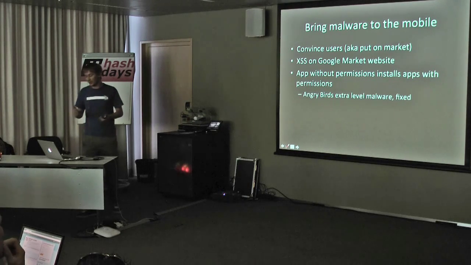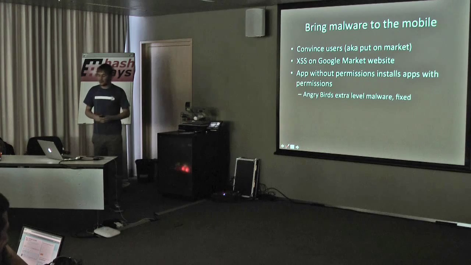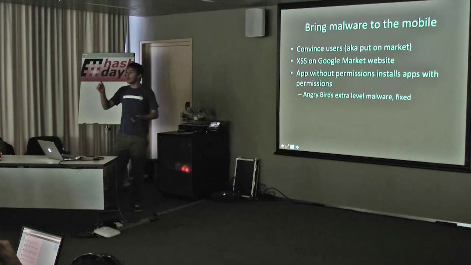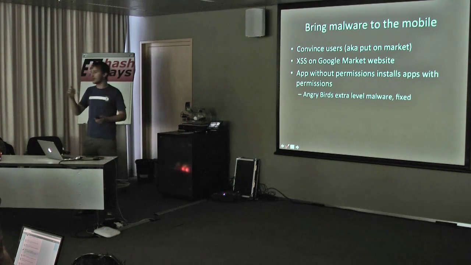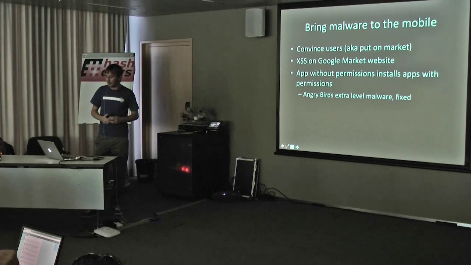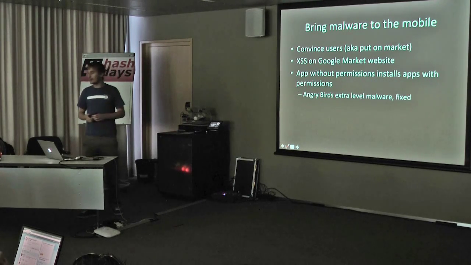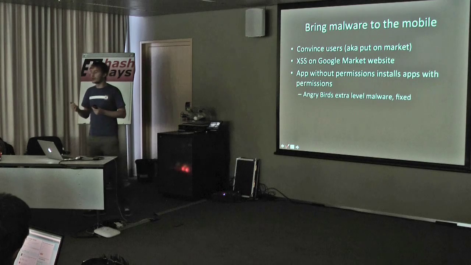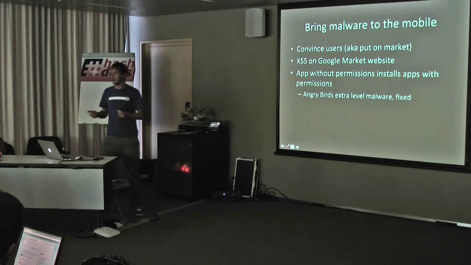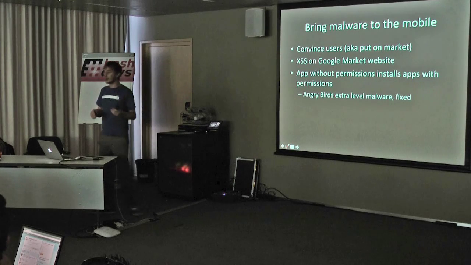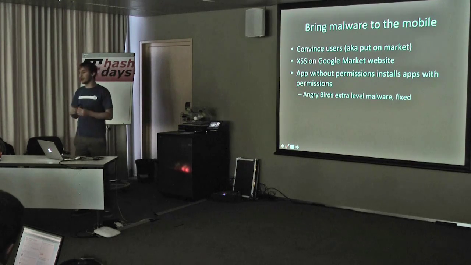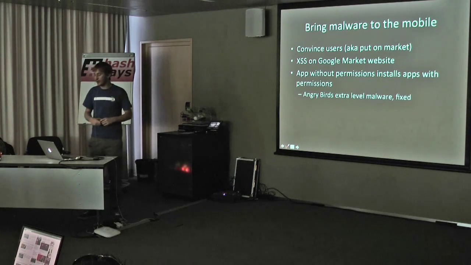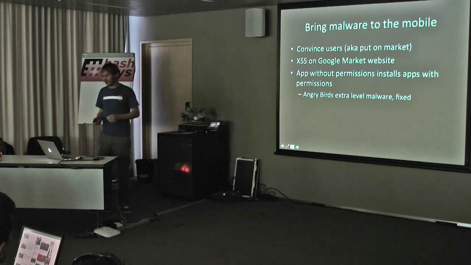Another thing malware does is this: if a user installs an app, he has to say, okay, this app can access my SD card and my geolocation and everything. But there are some exploits where, if you already have an app on the mobile, this app can exploit a vulnerability to install another app. So basically, there is an app which has no permissions at all, and it will exploit something to install another app which has all the permissions. One example was this Angry Birds extra level malware, which was done by John Oberheide.